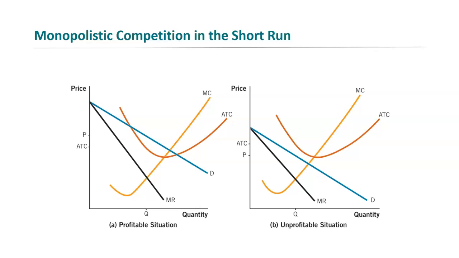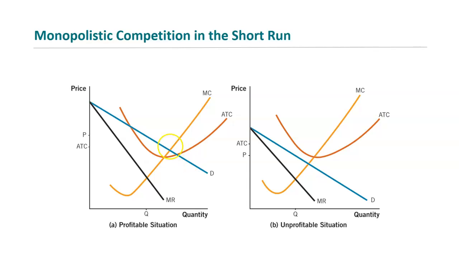So if you don't remember that piece, go back to the Monopoly section and watch those videos again on why marginal revenue is downward sloping and why it is beneath the demand curve. Because that same concept applies here for monopolistic competition. And so a firm in monopolistic competition has a demand curve, as you see in these two graphs, that is downward sloping, but generally somewhat more elastic than the demand curve in most monopoly situations.